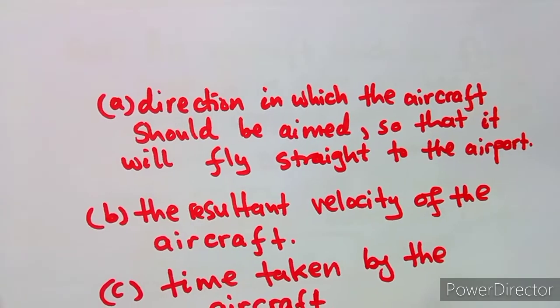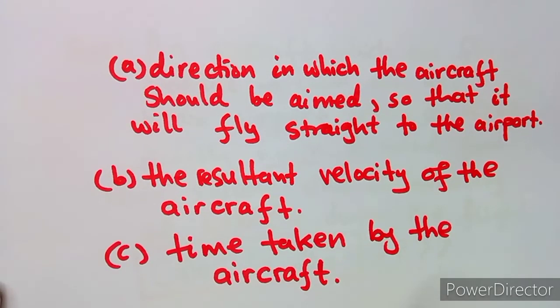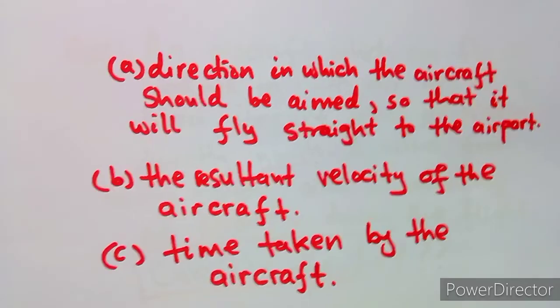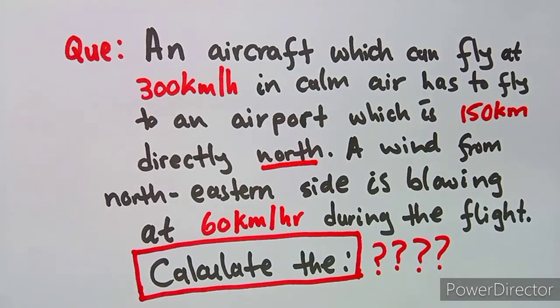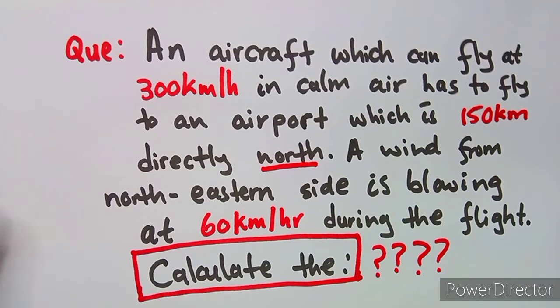The first one, the direction in which the aircraft should be aimed so that it will fly straight to the airport. The resultant velocity of the aircraft, and the time taken by the aircraft. That is the information that we are given there. So let's see, guys, how we answer such typical questions. I'm just going to have a sketch of what is happening here.